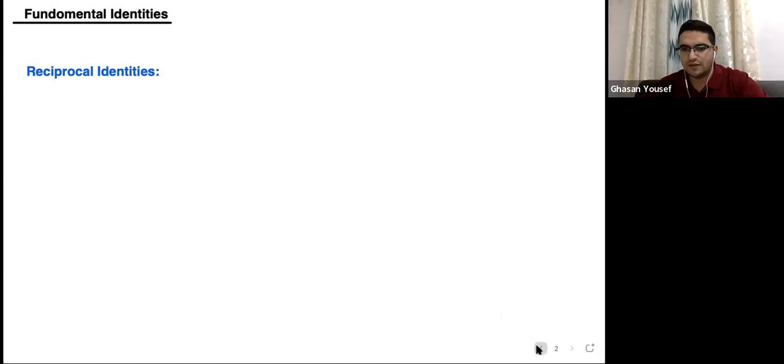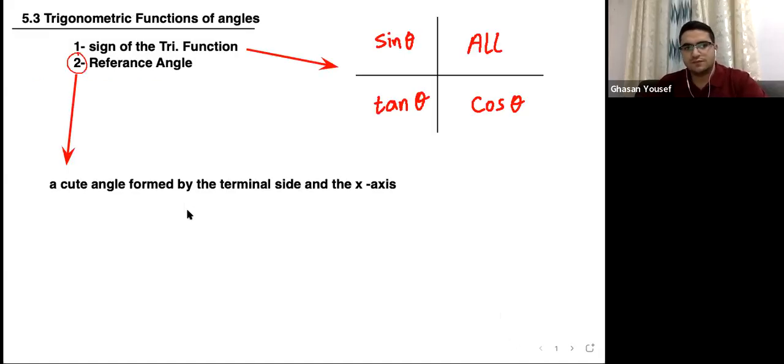Daniel, can you go back? Yes, here. So here we have two things to evaluate any angle. We need the sign and we need the reference angle. The sign comes from the quadrant of the angle: all, sine, tan, cosine. And the reference angle is the acute angle formed by the terminal side and the x-axis. Now we have some fundamental identities.